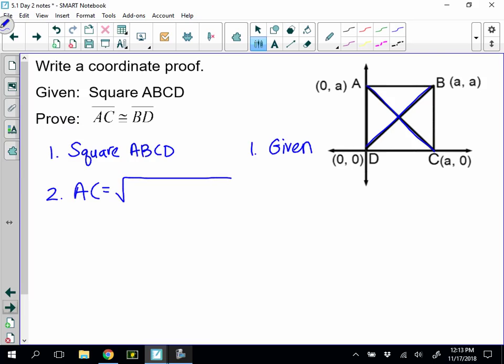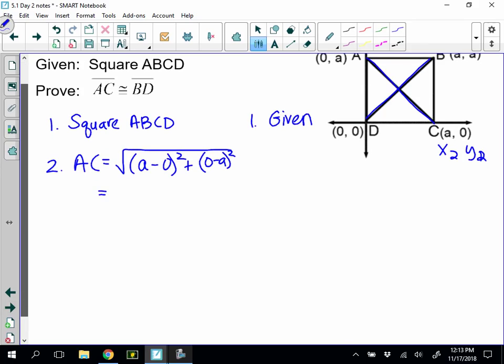Okay, so AC, I'm going to say x1, y1, x2, y2. So let's plug into the formula. It's x2 minus x1. So I'm going to take a minus 0, the formula says squared, plus y2 minus y1. Oops, this is actually y2. That's what I meant to label. So 0 minus a squared. Okay, now let's simplify. Well, a minus 0 is just a. And then negative a minus 0 is negative a.